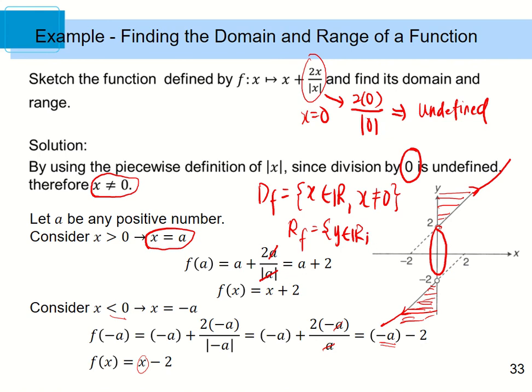So we say that y is any real number, but y must be more than 2, where 2 is not included. And one more: y must be less than negative 2. So this is the range of y.